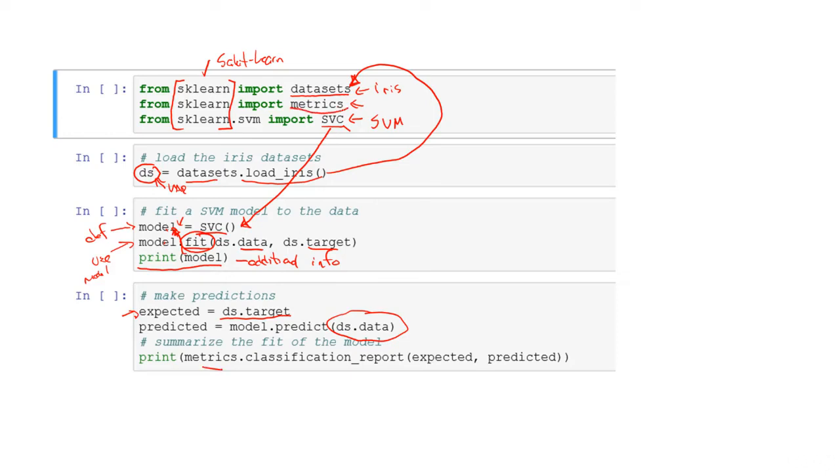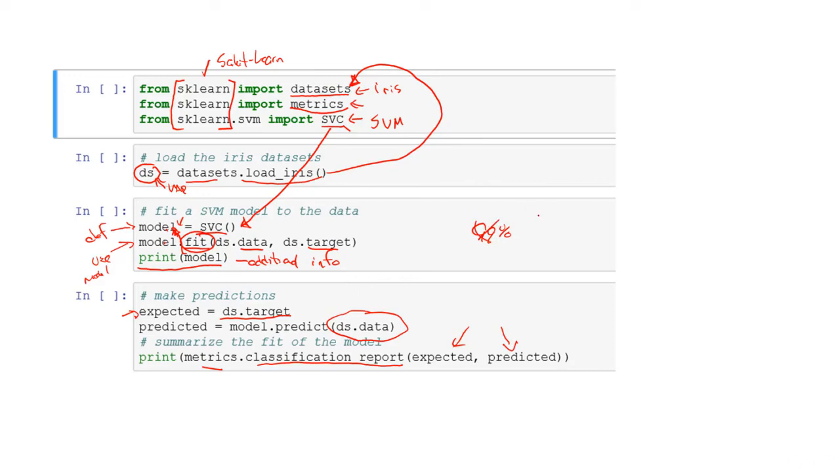Print the metrics. Remember, we brought metrics in up here. Now it's time to use it. And inside the metrics is this classification report where it compares these two things, the expected and the predicted outcomes of the model. It's great that in so few lines of code we can build an end-to-end model that classifies data to the tune of 99% accuracy.